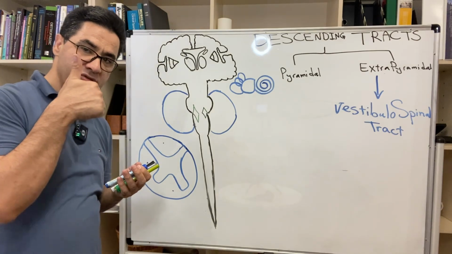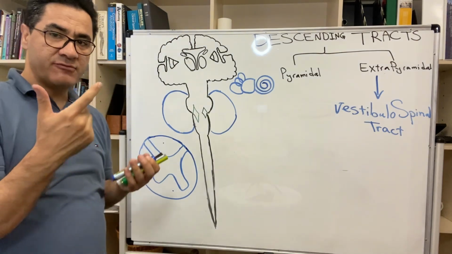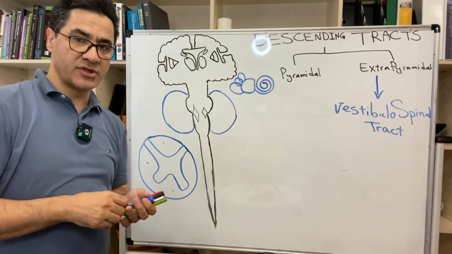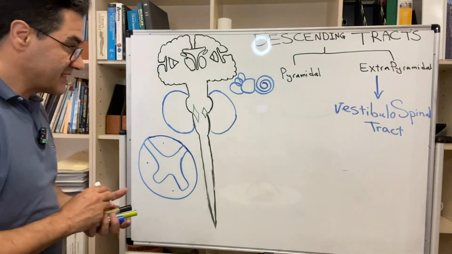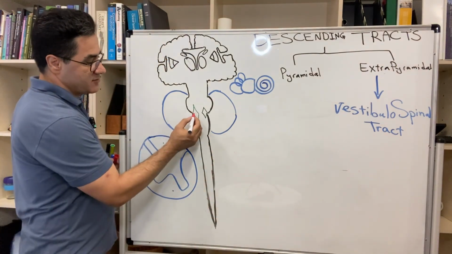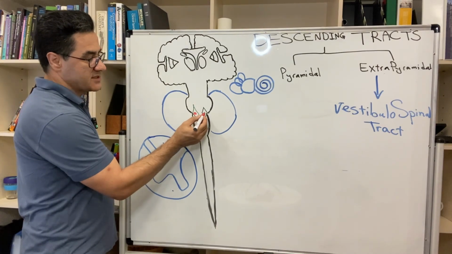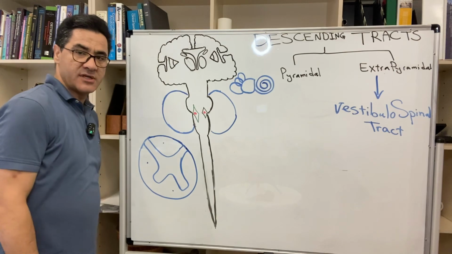As I mentioned in my previous videos about the descending tracts, all descending tracts contain two neurons, upper motor neuron and lower motor neuron. So you should ask yourself, where is the cell body of these two motor neurons? Where is the cell body of the upper motor neuron? The cell body of the upper motor neuron of the vestibulospinal tract is within the vestibular nucleus here. Imagine that this is the cell body of the upper motor neuron of the vestibulospinal tract.